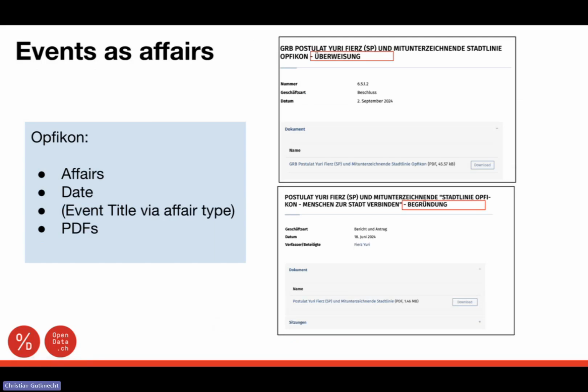Then in even weirder cases, like for example Opficon, they create in the system an affair for each event. They don't even have the same number. You just have to find out by the title that this belongs together. Actually, in my understanding, it is one affair, right?